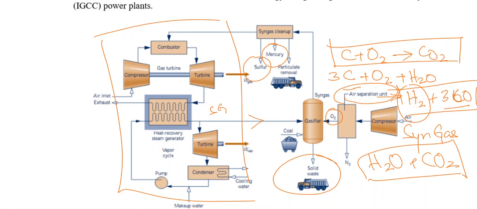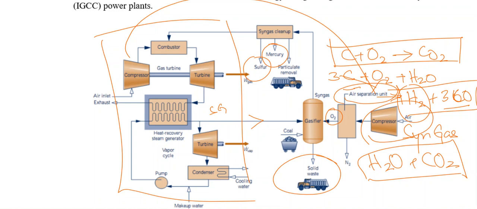Again, there is a part we call a compressor, which is used to compress air into the air separating unit. If we want to reduce the overall power plant cost, we can use this compressor over here as well, and that would serve our purpose.